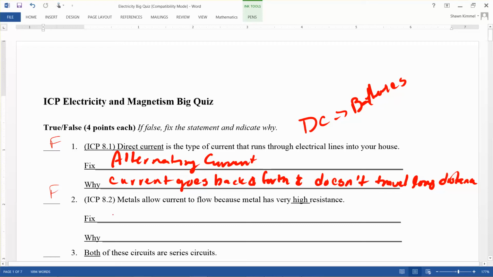So my fix would be very low resistance, and again my reason why is resistance is the opposition to the flow of electrons.